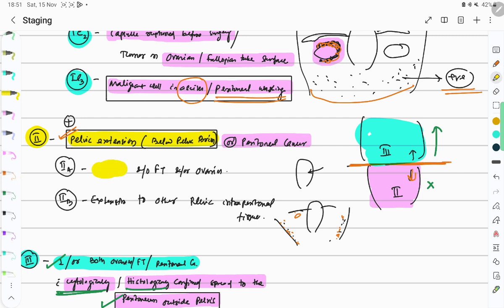In 2A, involving the uterus or fallopian tube or ovary. If it is involving the uterus only, then it is 2A. If it is beyond the uterus, extension to other pelvic structures, then it is 2B. So 2A is only uterus, 2B is beyond uterus, that is other pelvic structures.